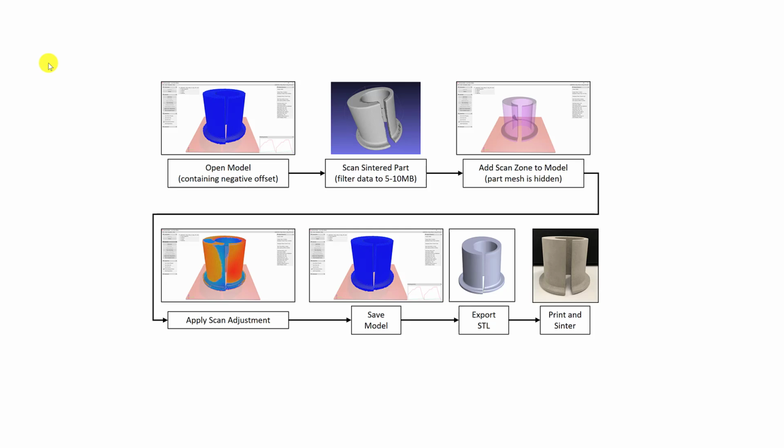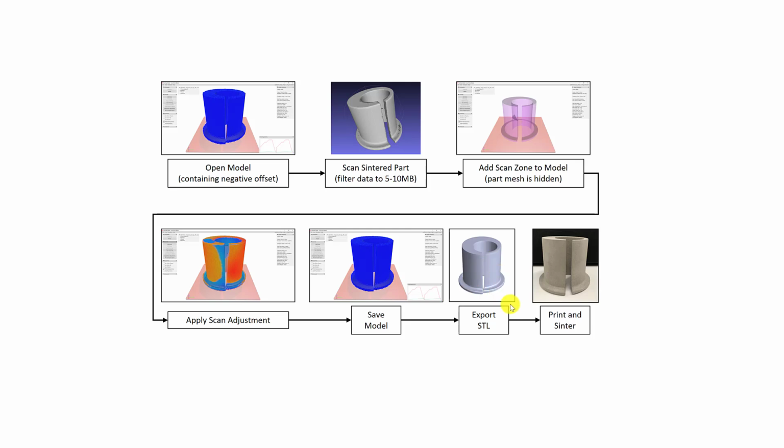And what we do is we open up the model that we had created, which is essentially the first step of that with the first negative offset. And we scan our part, and then we load the scan into Live Sinter, and we use something called a scan adjustment, and that tweaks or massages our original negative offset to make it compensate for the small errors that we may see in the scan.